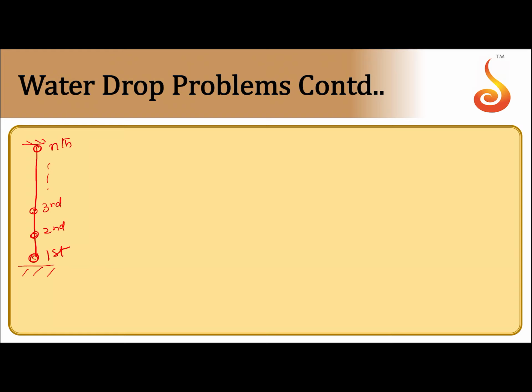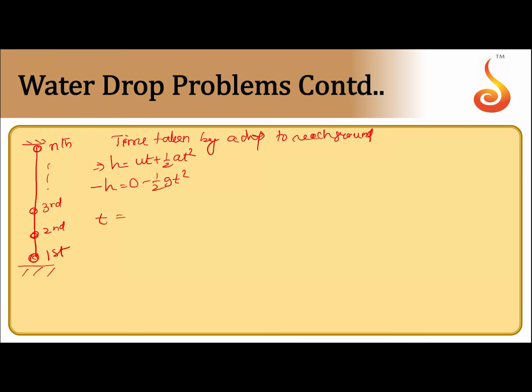Now, let us see what is the total time taken by a drop to reach the ground. This is given by h is equal to ut plus half at square, so minus h is equal to u is 0 minus half gt square. So, the time taken is square root of 2h divided by g. This is the total time taken by each drop to reach the ground.